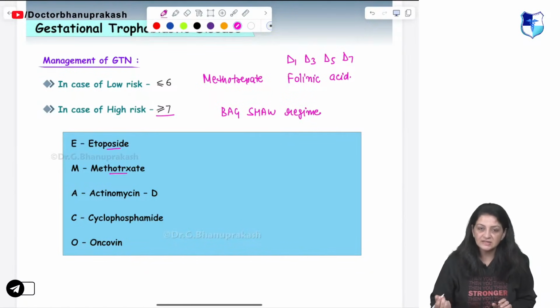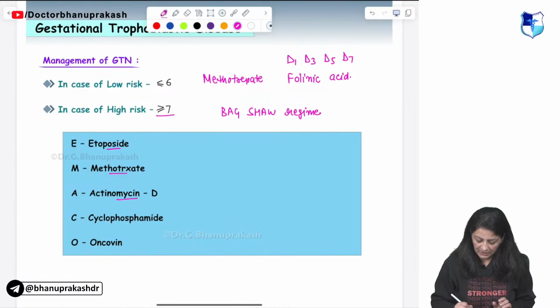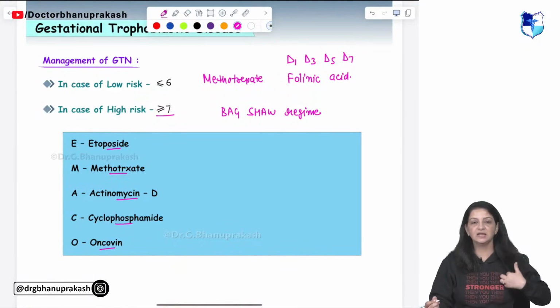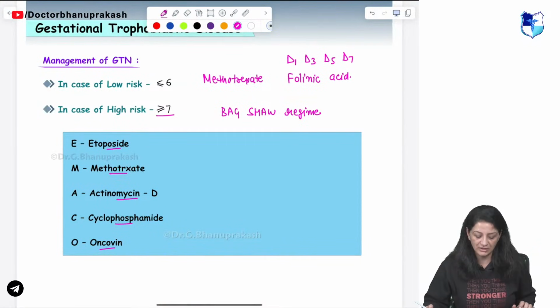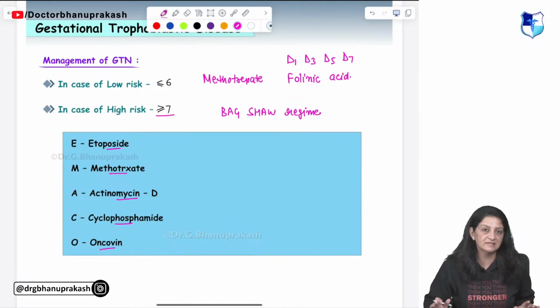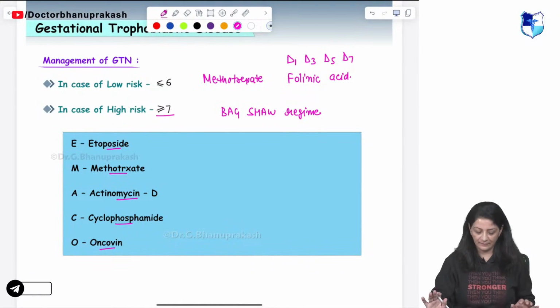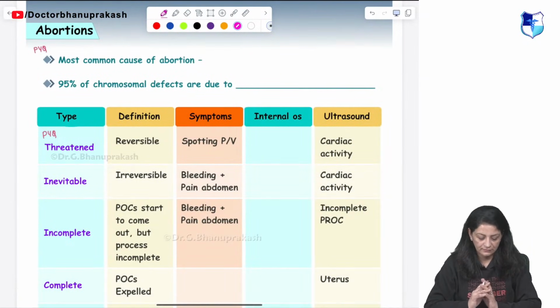Etoposide, methotrexate, actinomycin D, cyclophosphamide and oncovin in case of high risk GTN. Clear? Low risk means if the scoring is less than 6, high risk means if the scoring is more than 7. So next topic is abortion.